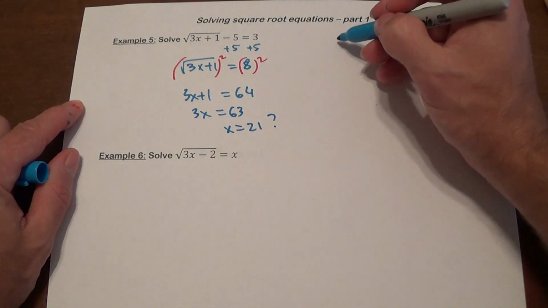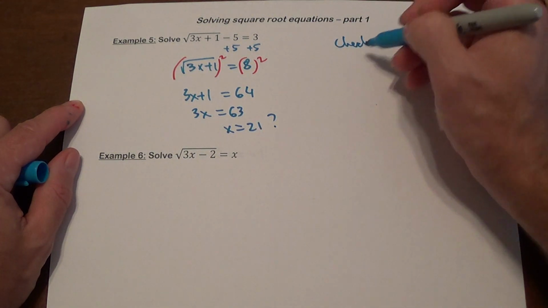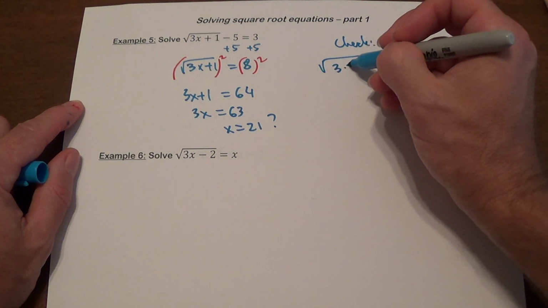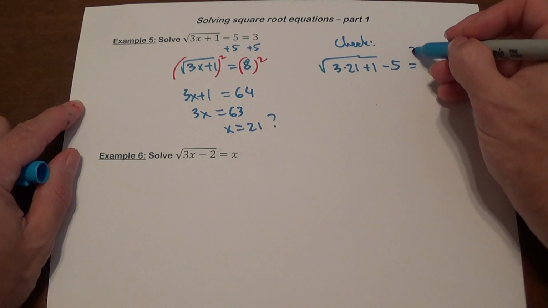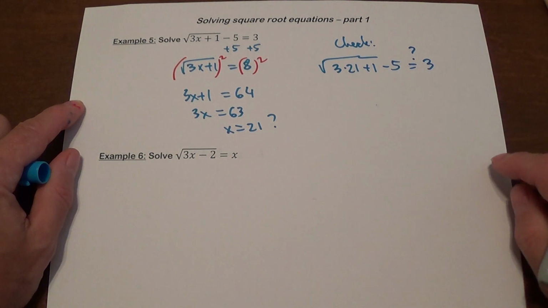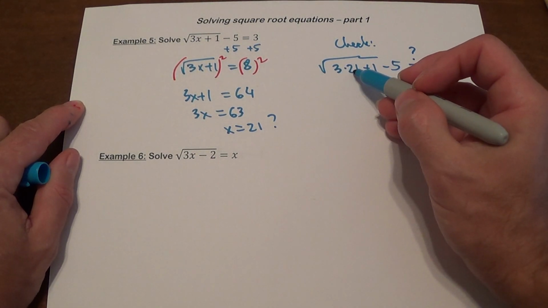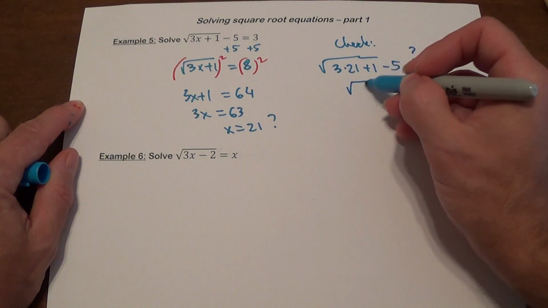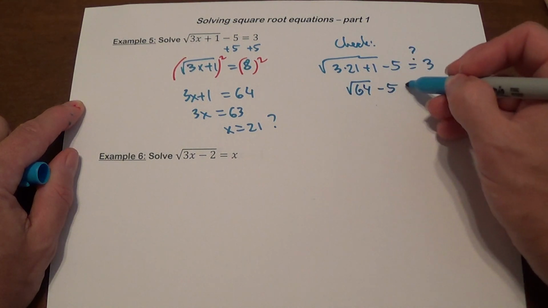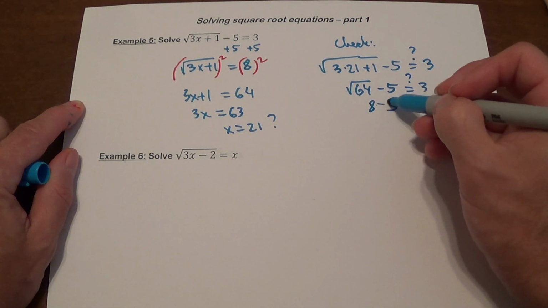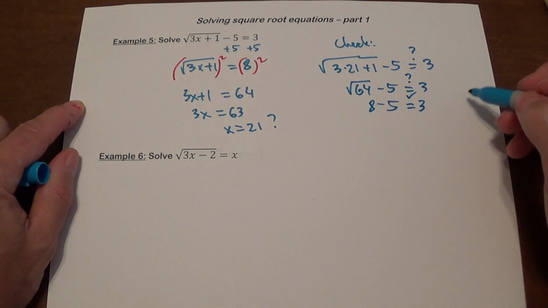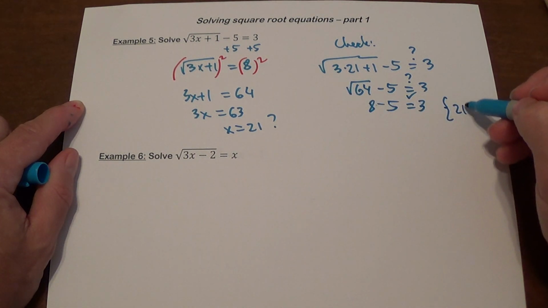Does that work? We're going to have the square root of 3 times 21 plus 1, minus 5. Does that equal 3? 3 times 21 is 63, plus 1 is 64, so the square root of 64 minus 5 equals 3. 8 minus 5 equals 3. This is correct. 21 is our solution.